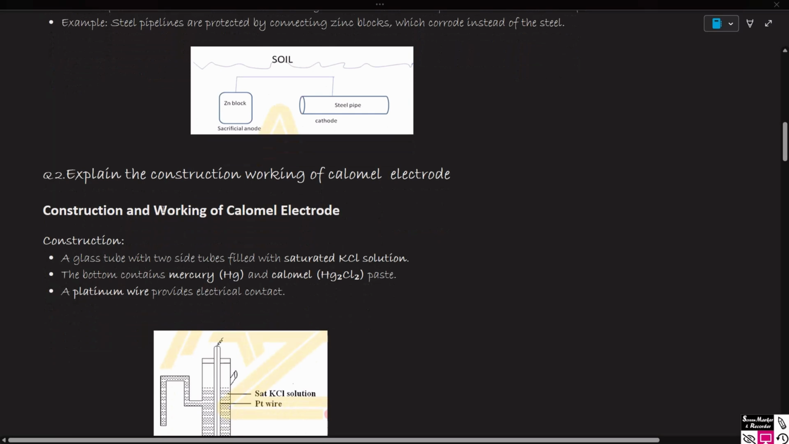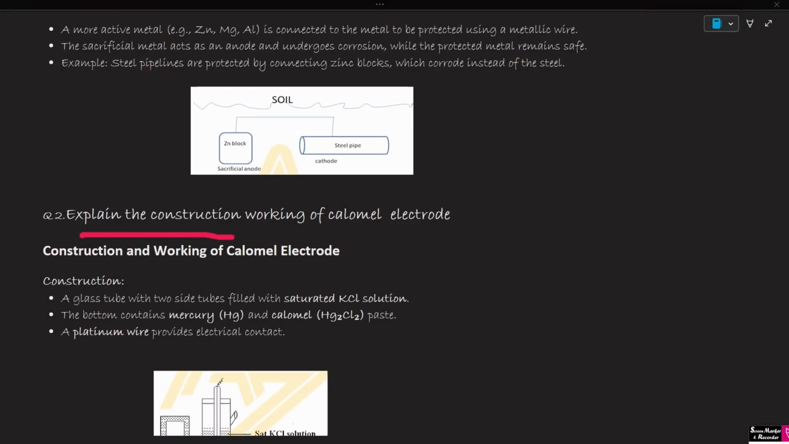So coming to the next question, we have explain the construction and working of calomel electrode. This is the most repeated question. Working and construction of calomel electrode. So construction requires 3 steps.